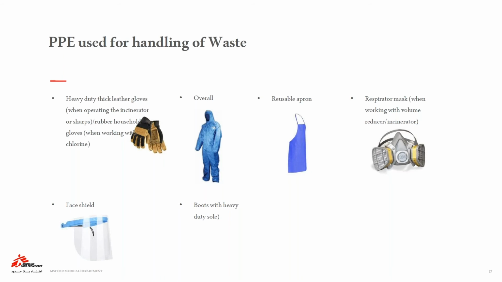Of course, in addition to these heavy-duty gloves, he needs to wear a coverall, heavy-duty sole boots, a face shield, a reusable apron, and of course a respirator or mask, as we see in this picture, which is special for dealing in that area. This type of respirator has two filters which need to be changed at least on a 6-monthly basis, and maybe more, depending on the use.